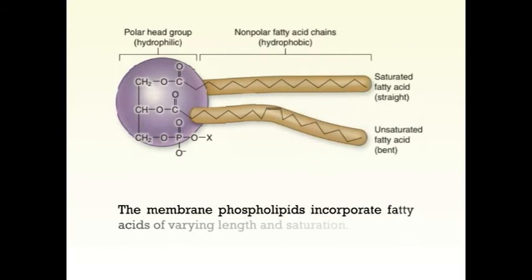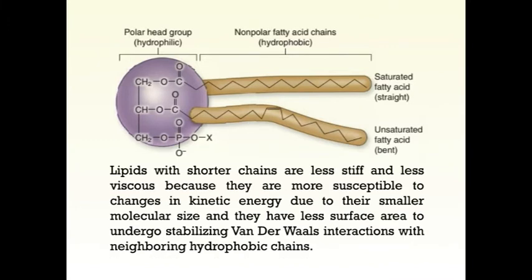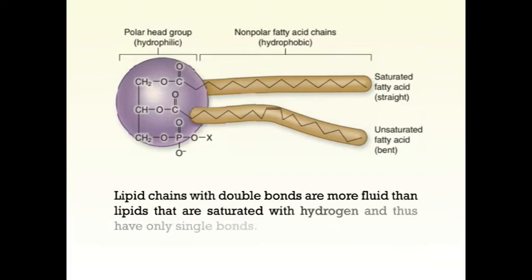The membrane phospholipids incorporate fatty acids of varying length and saturation. Lipids with shorter chains are less stiff and less viscous because they are more susceptible to change in kinetic energy due to their smaller molecular size, and they have less surface area to undergo stabilizing van der Waals interactions with neighboring hydrophobic chains. Lipid chains with double bonds are more fluid than lipids that are saturated with hydrogen and thus have only single bonds.